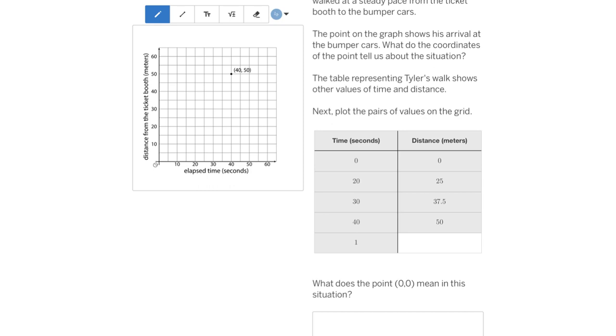So we're going to start with Tyler. Tyler's going for a little walk at an amusement park. He walks at a steady pace from the ticket booth to the bumper cars. So the point on the graph, (40, 50), you see that point here, is showing us his arrival at the bumper cars. What do the coordinates of the point tell us about the situation? So we're going to look at the graph. Here we have our elapsed time as our x value, and our distance from the ticket booth is our y value.